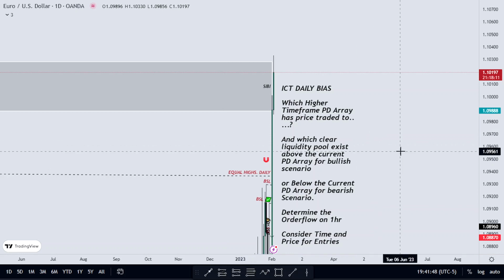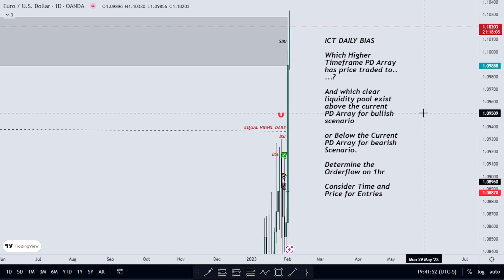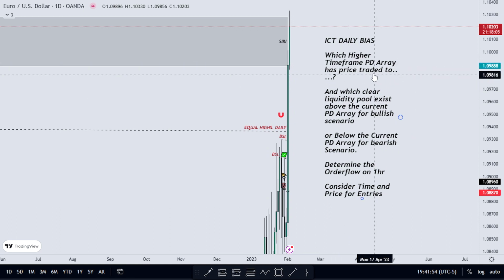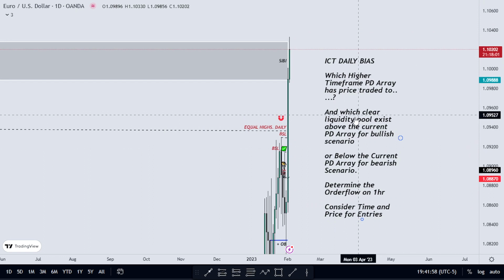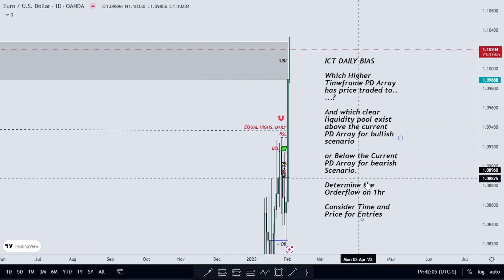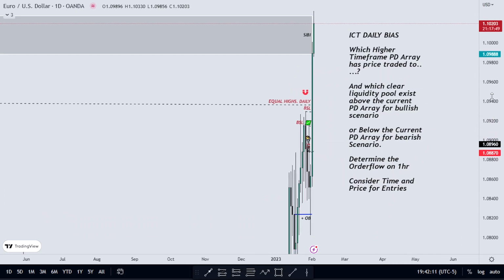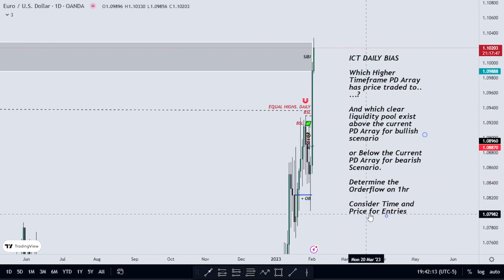So you can see that everything on the list was checked. We had traded into a higher time frame bullish order block. We had a clear liquidity pool above price, which are this equal high, the CB, Monday's high, Thursday's high. And then my order flow on the 1 hour was bullish, which supported my bullish idea. And on the 15 minutes, I timed my entry during the New York Q zone.